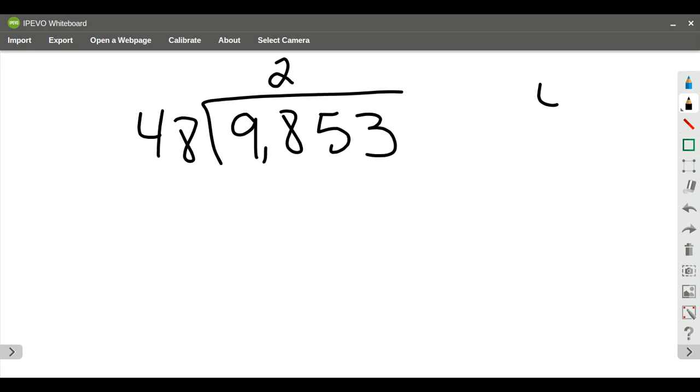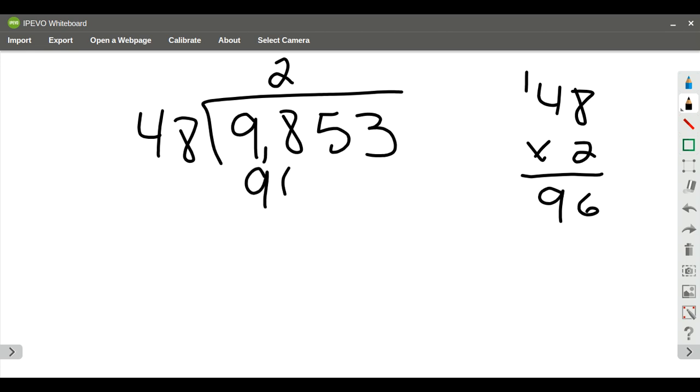So if I need to do the work off to the side, I'm going to do the work off to the side. I get 16. I regroup. 4 times 2 is 8, plus 1 is 9, so I get 96. So I'm going to put 96 underneath the 98, and then I'm going to subtract. I have 2 left over. My next step is to bring down the 5. And now I have to look at how many times does 48 go into 25?